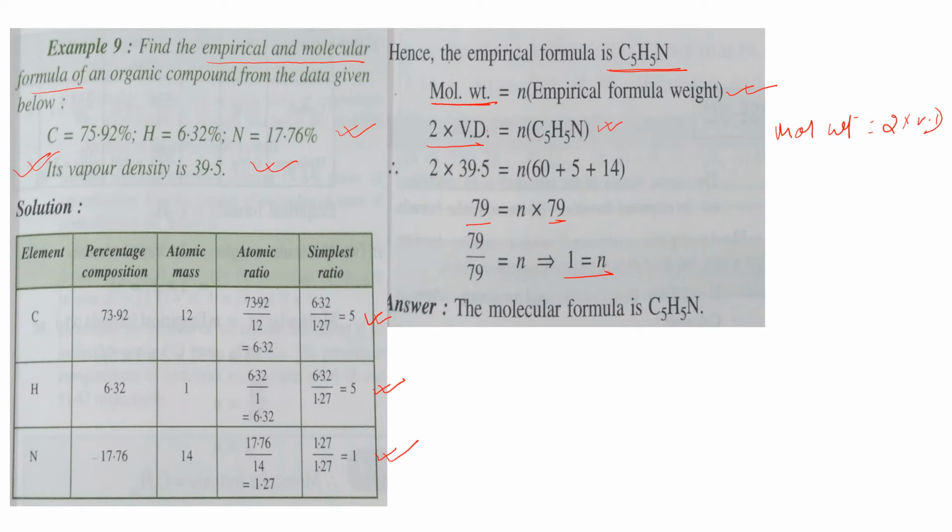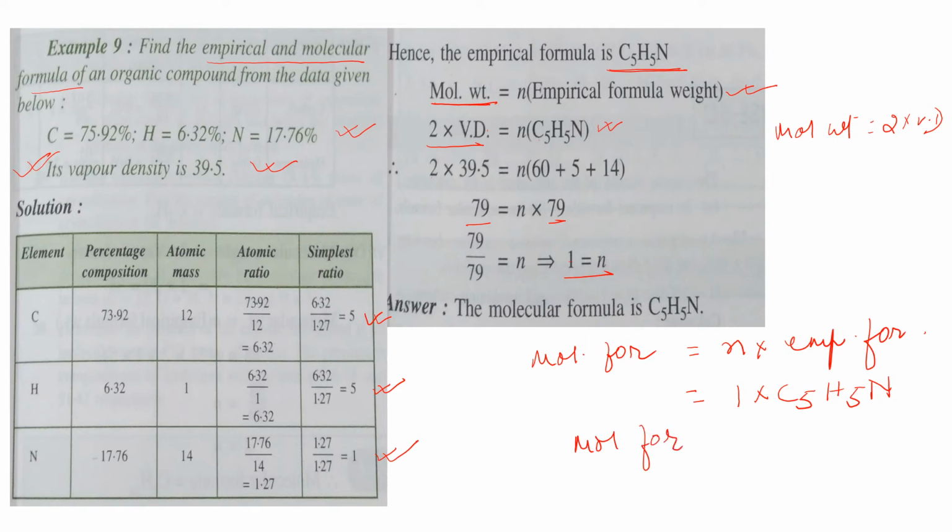Now if n is equal to 1, you know that molecular formula is equal to n into empirical formula. My empirical formula I have got is C5H5N, and the value of n is 1. So my molecular formula is also coming as C5H5N. So this is my empirical formula, this is my molecular formula, both are the same.